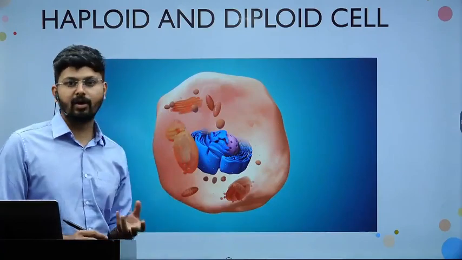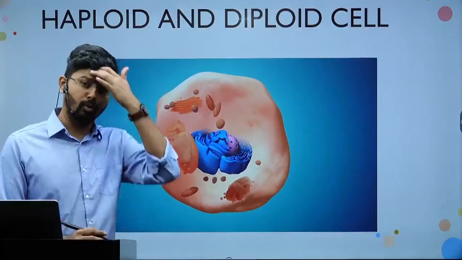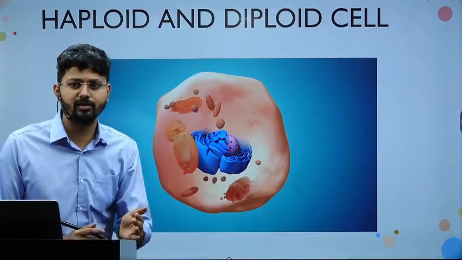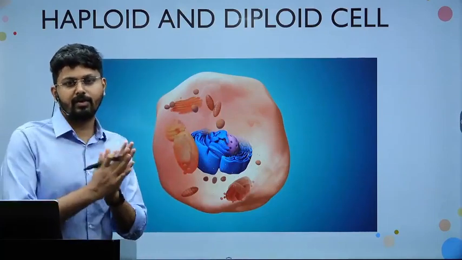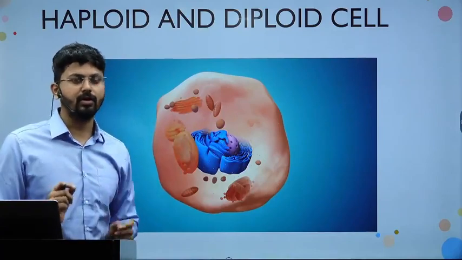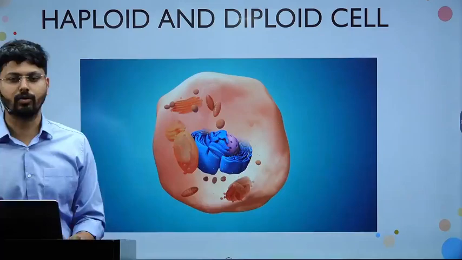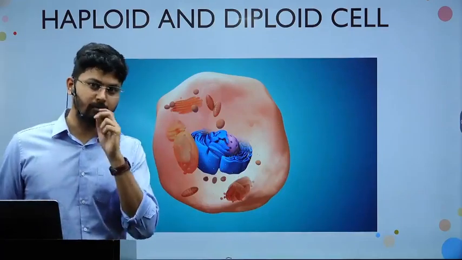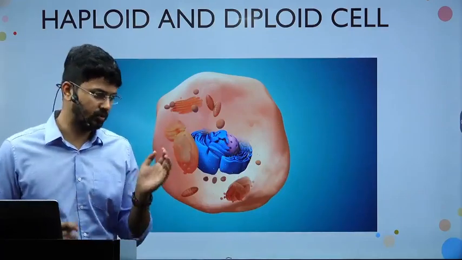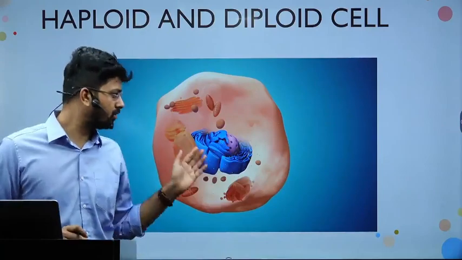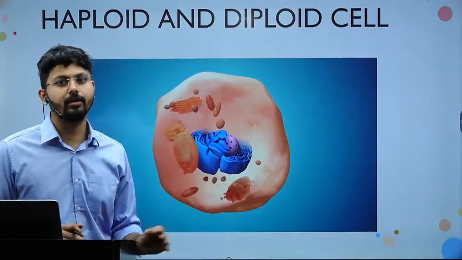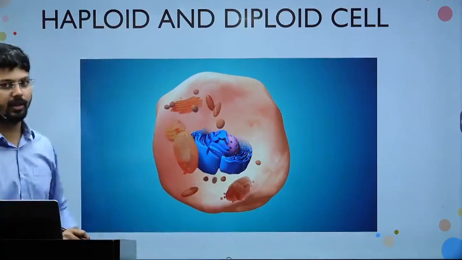At the same time, there are no homologous chromosomes in haploids. Homologous chromosomes are one from the mother and one from the father, which code for the same information. They have genes coding for the same information, known as alleles. That is missing, so homologous chromosomes are not present in haploids.